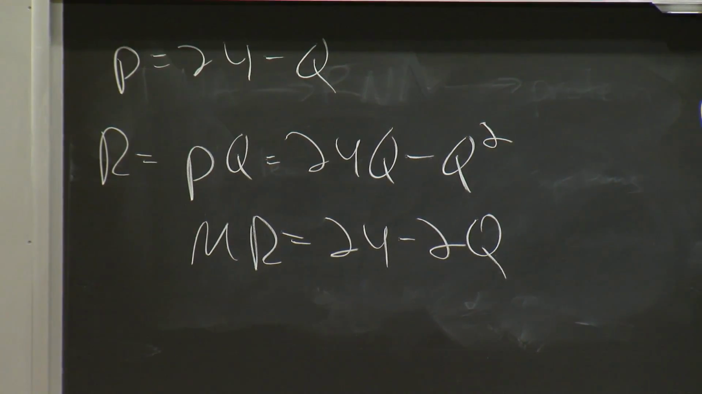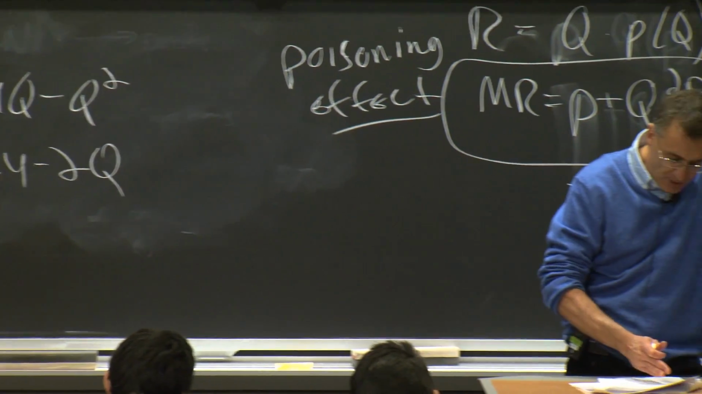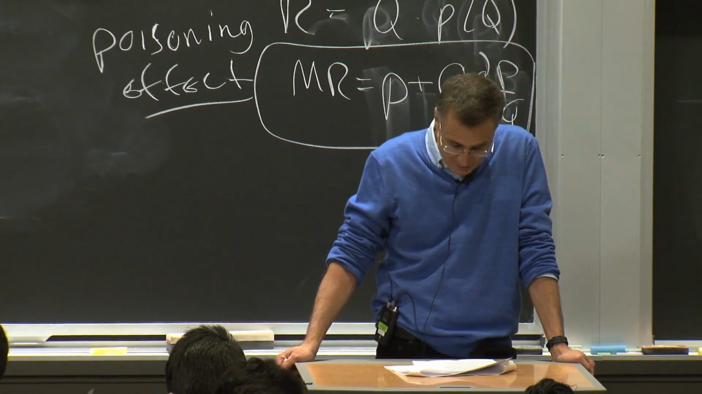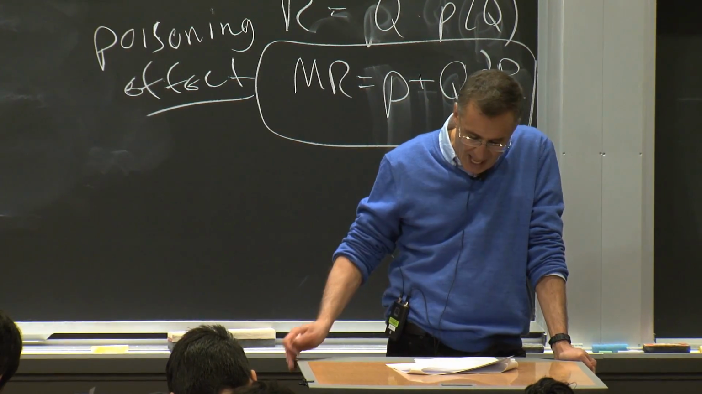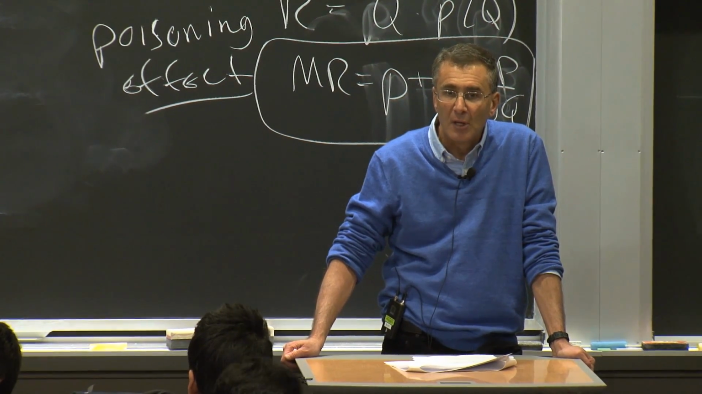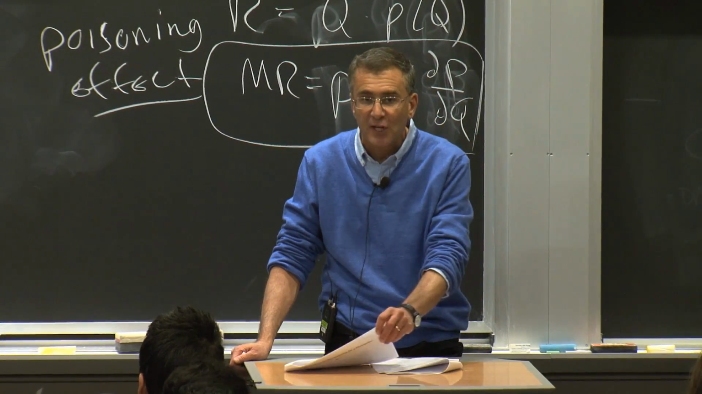So the marginal revenue curve lies inside the demand curve. The fact that it starts at the same point is an artifact of the way we set this up, and the fact that it's twice as steep is sort of an artifact of the structure of this. But the general result is that the marginal revenue curve will be steeper than the demand curve.